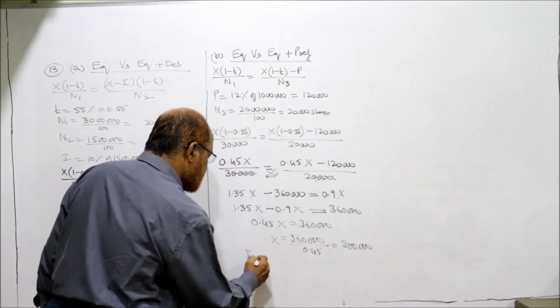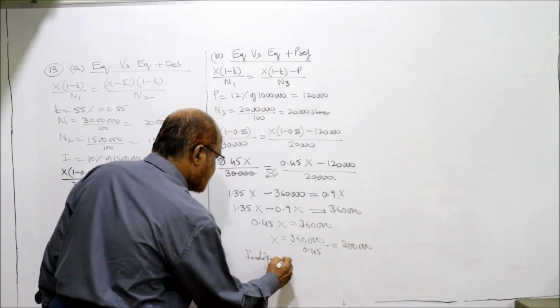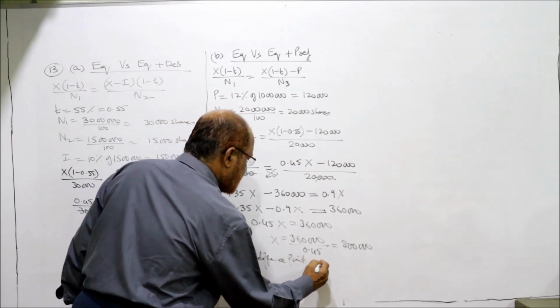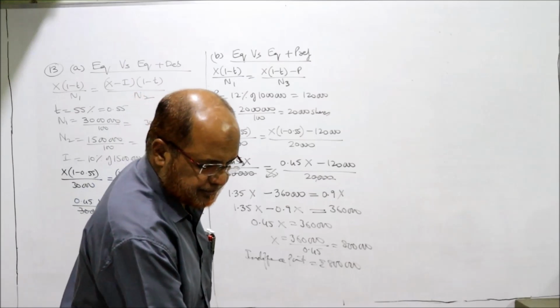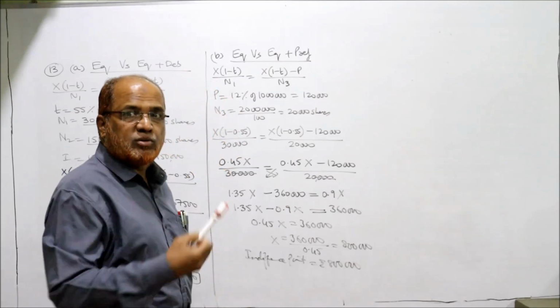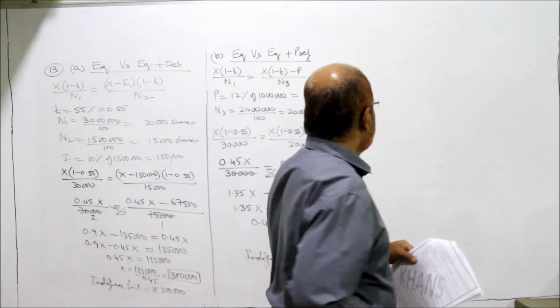Therefore, the indifference point is equal to rupees 8 lakhs. That's it. Second B bit over. Now we'll take the C bit.